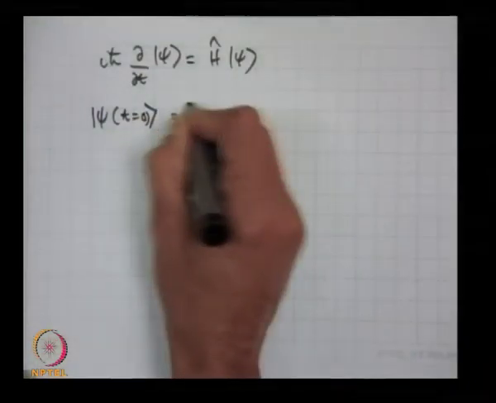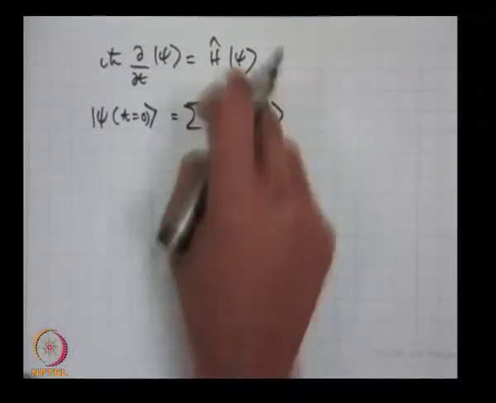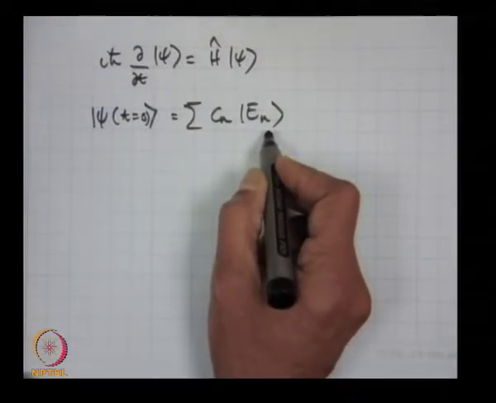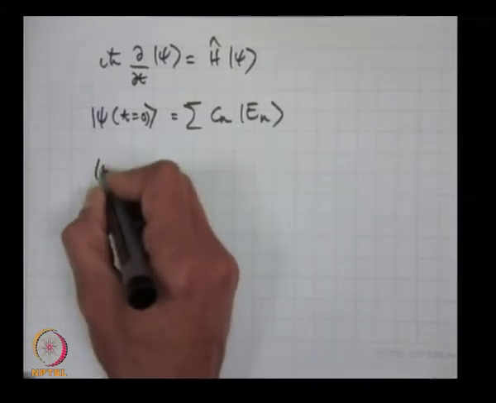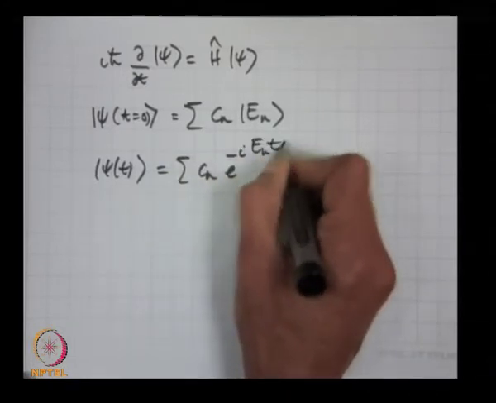A general state of a system is a superposition of different eigenstates. Can we split this equation into different parts corresponding to each eigenstate? No, not this equation. The equation is still i h cross del by del t of psi is equal to H psi. What I can do is write psi at t equal to 0 as the sum of c_n |E_n>, where the |E_n> are the eigenkets. Then I can substitute here and integrate. Because I know that each energy eigenstate evolves with time as exponential minus i E_n t by h cross, I can write psi(t) as the sum of c_n exponential minus i E_n t by h cross into |E_n>.